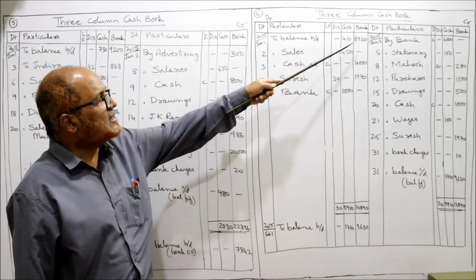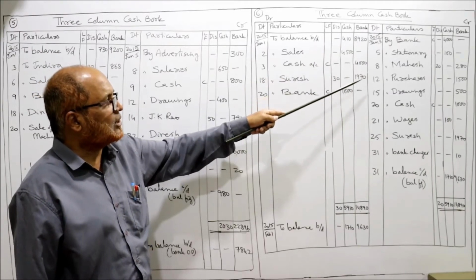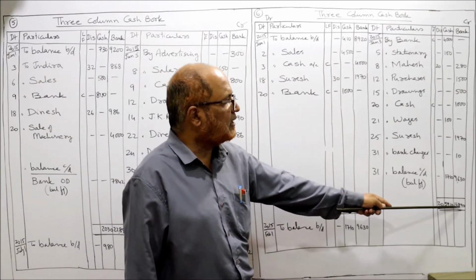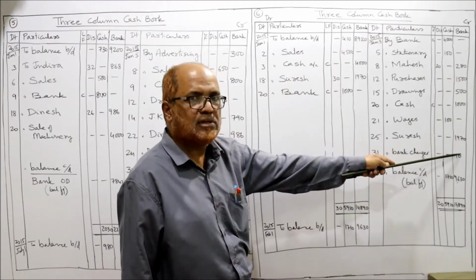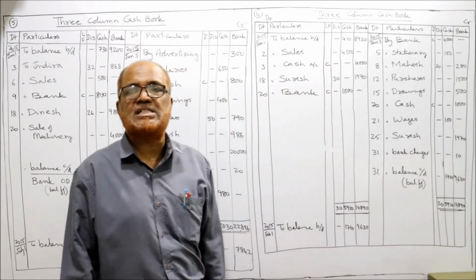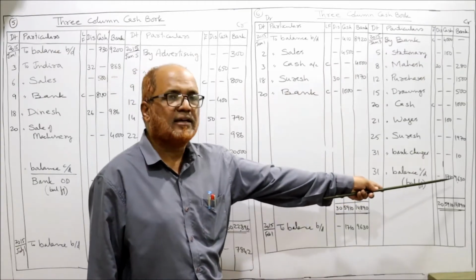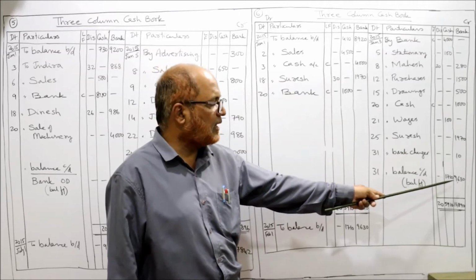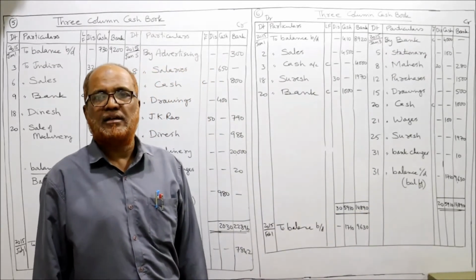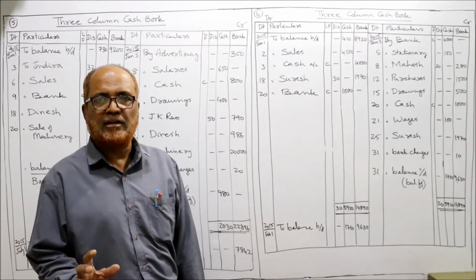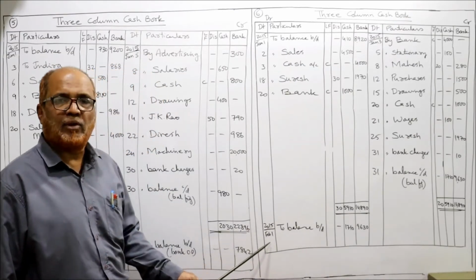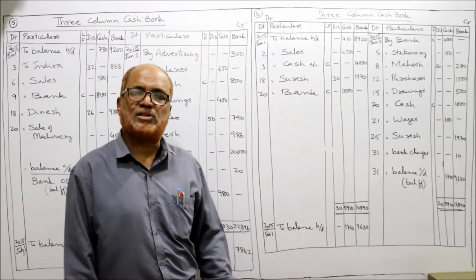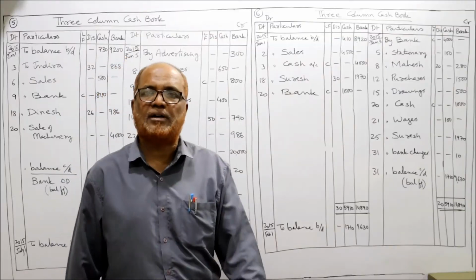Similarly, bank balance. On the debit side, the total is 14,890. From 14,890, I have subtracted all credit items. The balancing figure is 9,630. So by balance carried down, cash balance 1,710, bank balance 9,630. So we have a favorable bank balance. On the opposite side, 2015 February 1st, to balance brought down 1,710 and 9,630. That's all. This is the end of problem number 6.